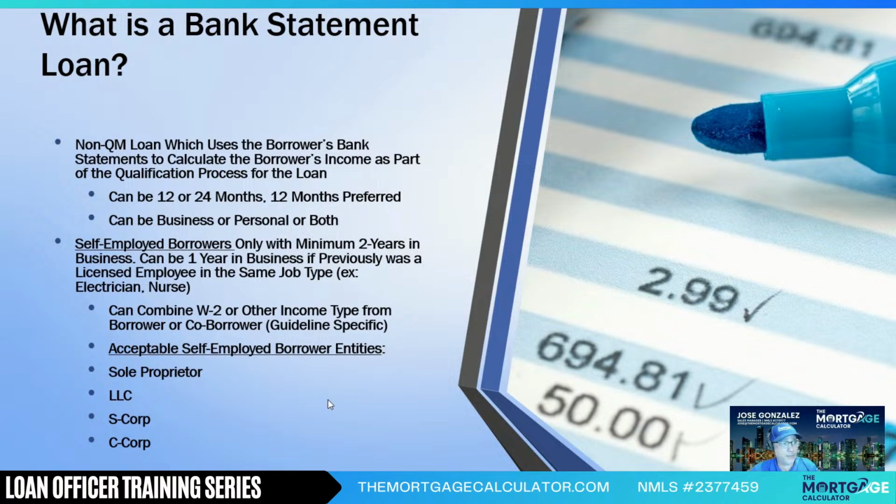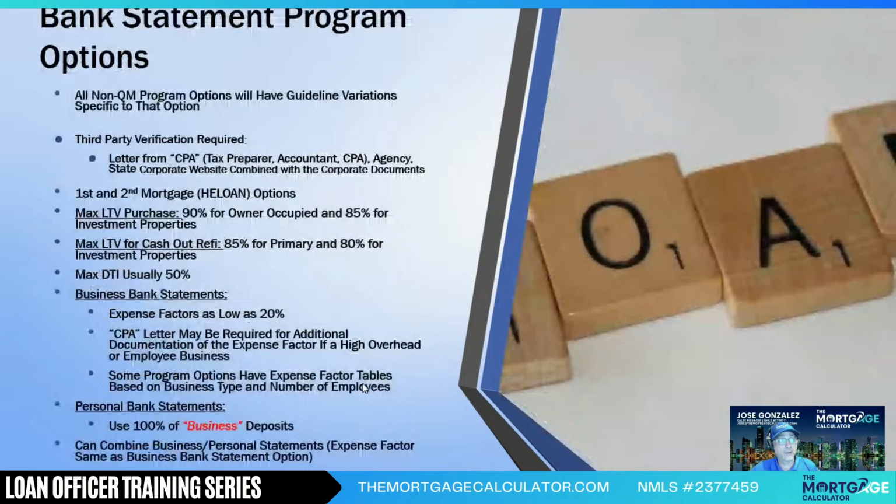So again, our acceptable self-employed borrower entities, because this is for self-employed borrowers only, would be a sole proprietor, an LLC, an S corp, or a C corp. So let's get into talking a little bit about what program options are there that use bank statements as an income qualification method, because that's really what we're talking about here, right?